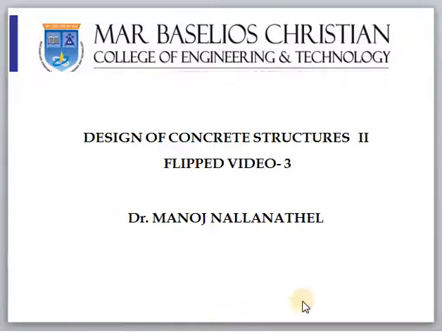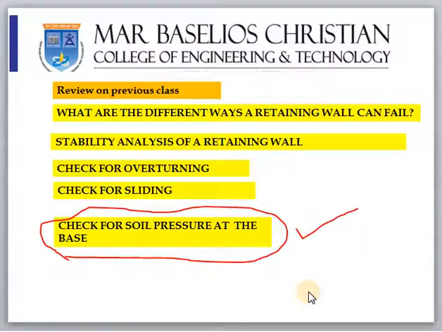Last two classes, this is the review of the previous classes. We have seen what are the different ways a retaining wall can fail. We have seen how to check the stability analysis of a retaining wall for overturning and sliding. Okay, this is what we have discussed and we have done a problem also.